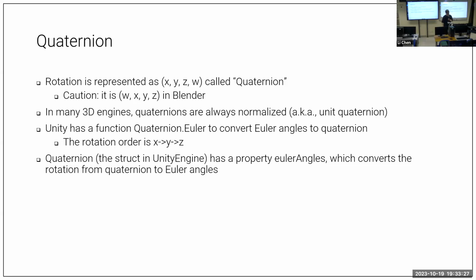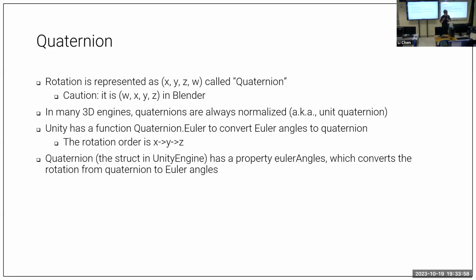In many 3D engines, quaternions are always normalized. This is also very important. For example, in Unity, a quaternion is always normalized. Of course, you can assign numbers, for example 4, 4, 4, 1 for X, Y, Z, and W respectively. But when we talk about rotation, Unity will always do the normalization first and then apply the rotation. So even if you do this, it will not actually work.